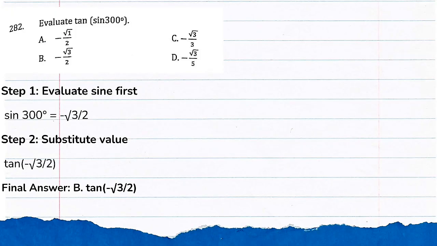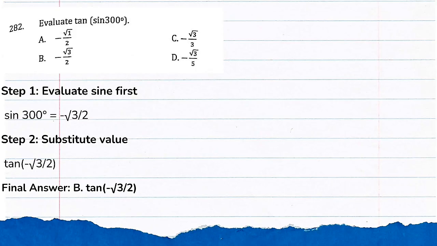To solve, let's analyze what is tangent sine 300 degrees. What is sine 300 degrees? So 300 degrees is in quadrant 4, where sine is negative. The reference angle is 60 degrees, so we get negative square root of 3 over 2. Now substitute: tangent negative square root of 3 over 2.